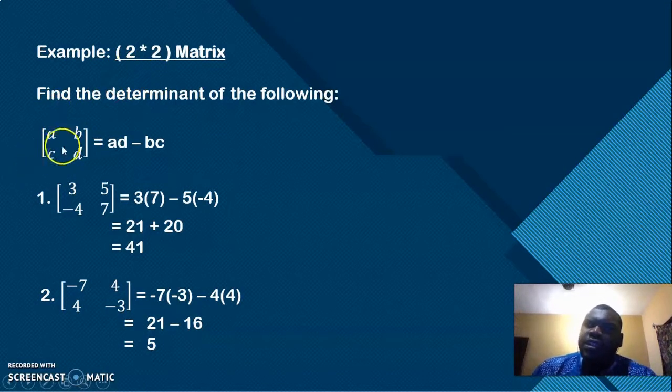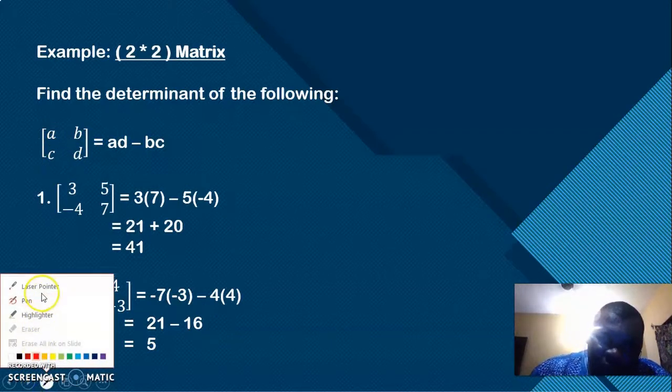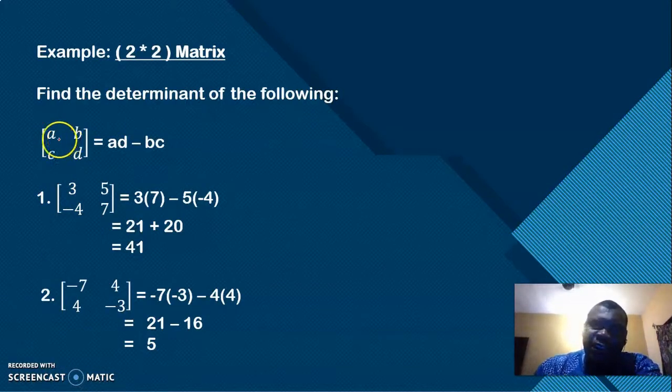So let's look at some examples. Find the determinant of the following. Before you calculate, this A, B, C, and D is a formula. So to get the determinant, you're going to multiply A with D, and B with C. So AD minus BC. Once you multiply that and you subtract it, that is AD minus BC, you get the determinant. So let's look at an example so that you understand what I'm saying.